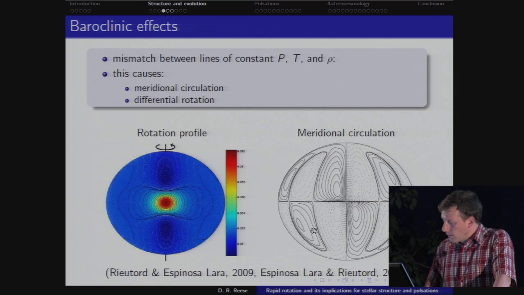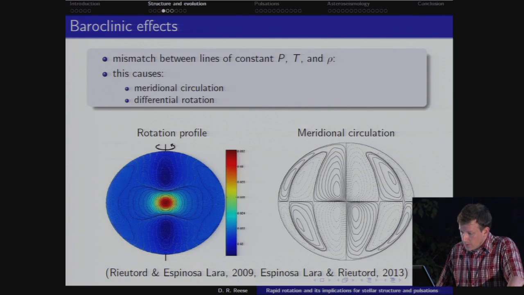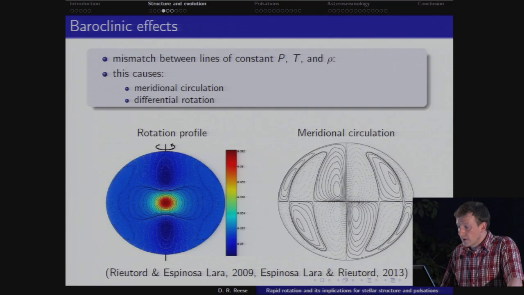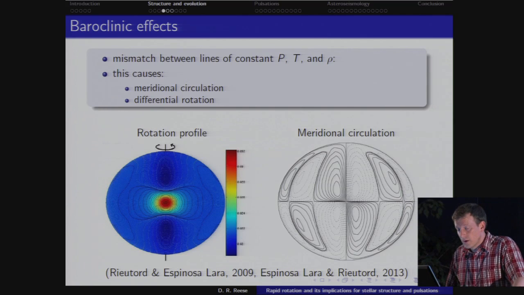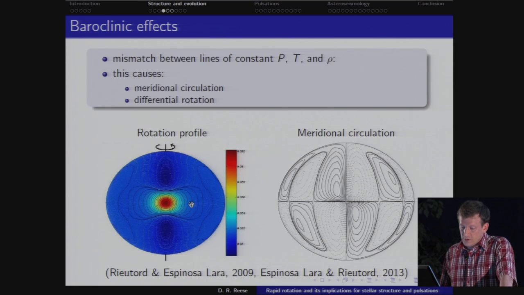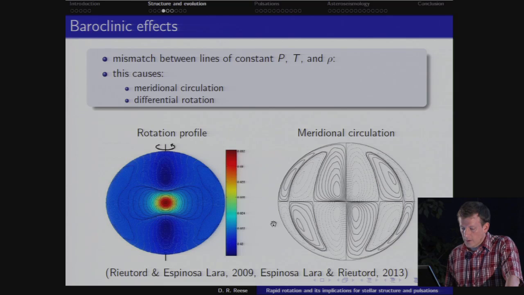Now, a more complicated effect of rotation is called baroclinic effects. According to this, lines of constant pressure, temperature, and density do not coincide in rotating stars. As a result, this will generate torque within the star, which will provoke meridional circulation, as you can see on the right. Then this will carry angular momentum and set up a differential rotation profile, as illustrated on the left.